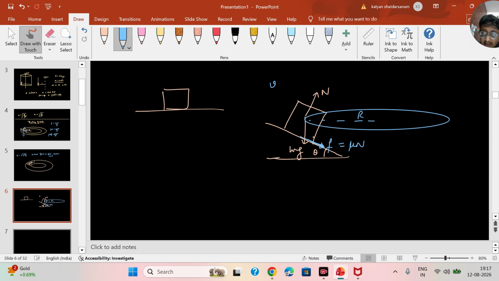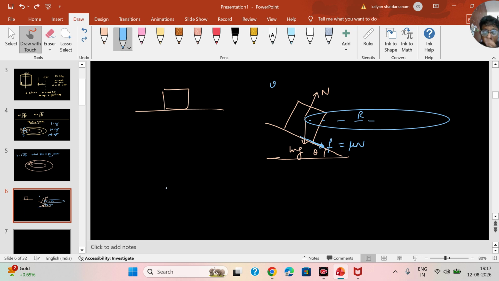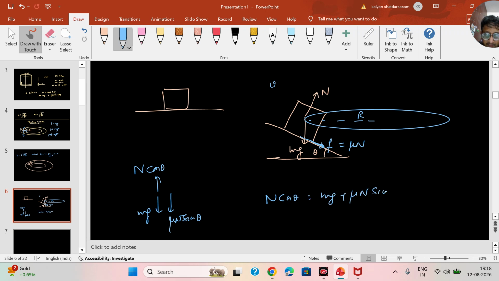It's going in a horizontal circle. Even though the road is tilted, it's a horizontal circle like that, right? That's what we are trying to look at. So let's draw the free body diagram now. Vertically, I have n cos theta in the vertical direction. There is mg. There is f sin theta. F is mu n sin theta because the friction has reached limiting value. Vertically, these forces must balance. So n cos theta is mg plus mu n sin theta.